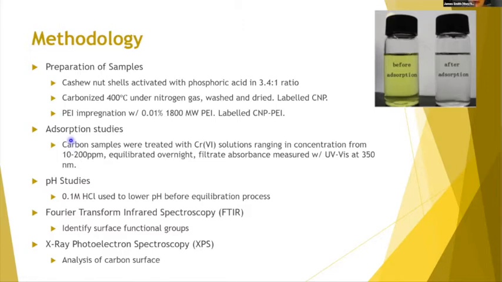For our adsorption studies, our carbon samples were treated with chromium-6 solutions in a range of 10 to 200 parts per million. They were equilibrated overnight on a shaker, and then the filtrate was measured for its absorbance with UV-vis. For pH studies, we did the same as adsorption studies, except we lowered the pH beforehand with 0.0 molar hydrochloric acid. And then we used FTIR and XPS in order to analyze the carbon surface for its functional groups.